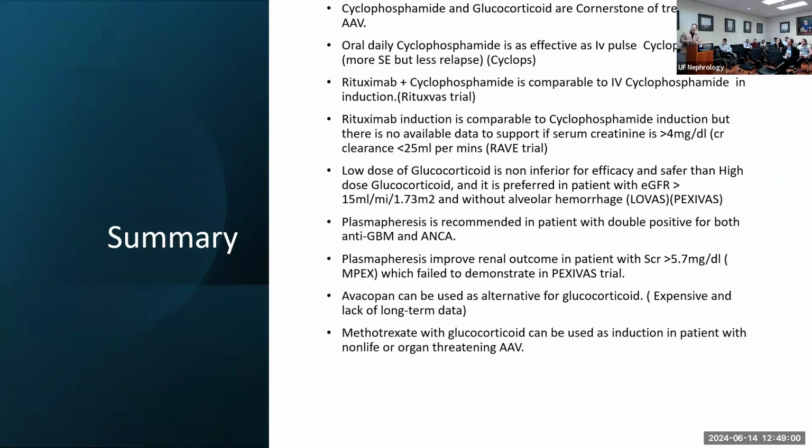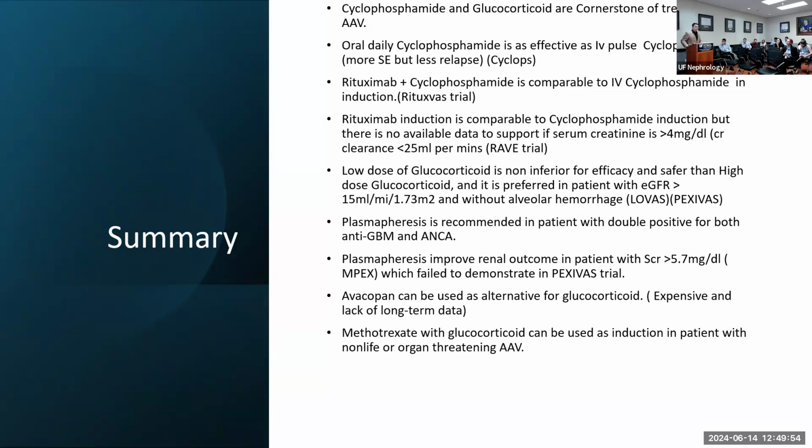Let me summarize the treatment. Cyclophosphamide and glucocorticoid are the cornerstone of treatment of AAV. Oral daily cyclophosphamide is as effective as IV cyclophosphamide, but with less relapse. Rituximab with cyclophosphamide is comparable to IV cyclophosphamide in induction. Rituximab alone in induction is comparable to cyclophosphamide induction, though there is no available data to support it if the patient's serum creatinine is more than 4. Low-dose glucocorticoid is non-inferior for efficacy but safer than high-dose glucocorticoid, and is prescribed in patients with GFR of more than 15 without alveolar hemorrhage.